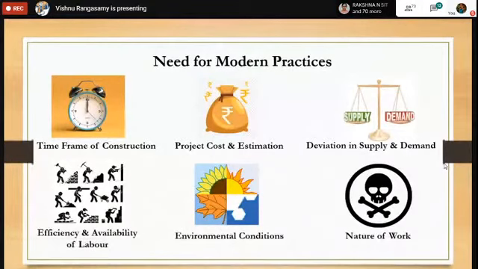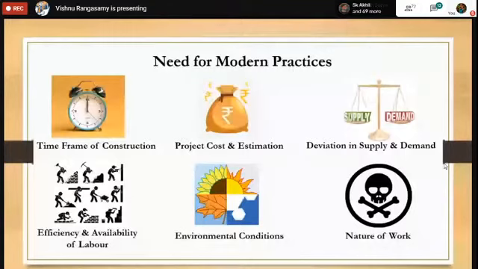Next, deviation in the supply and demand. By using chemicals, you can change the properties of concrete, so that if there is a deviation in supply and demand on site, these modern practices can be used. Next, efficiency and the availability of labor. In our day-to-day life, we come across the word corona. You will see that all the North Indian laborers who were working in Tamil Nadu moved to their states. It will be a 2 to 3 month gap for their return, so you cannot wait for them to complete the projects.